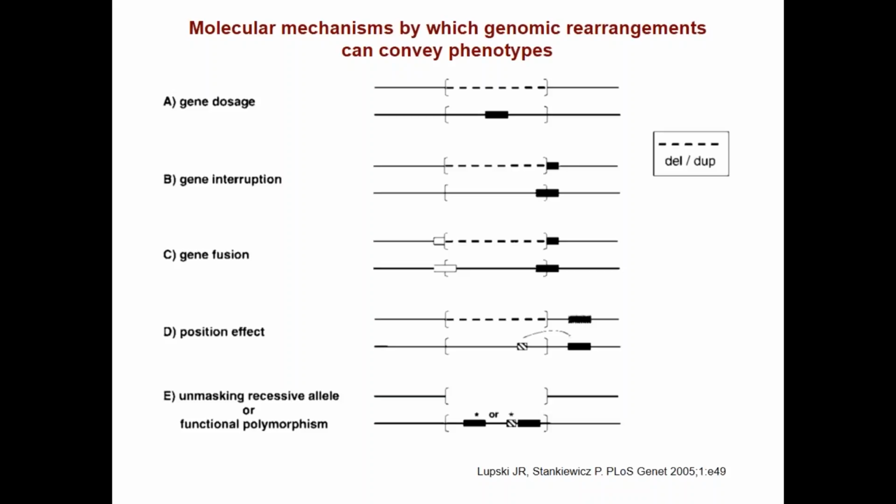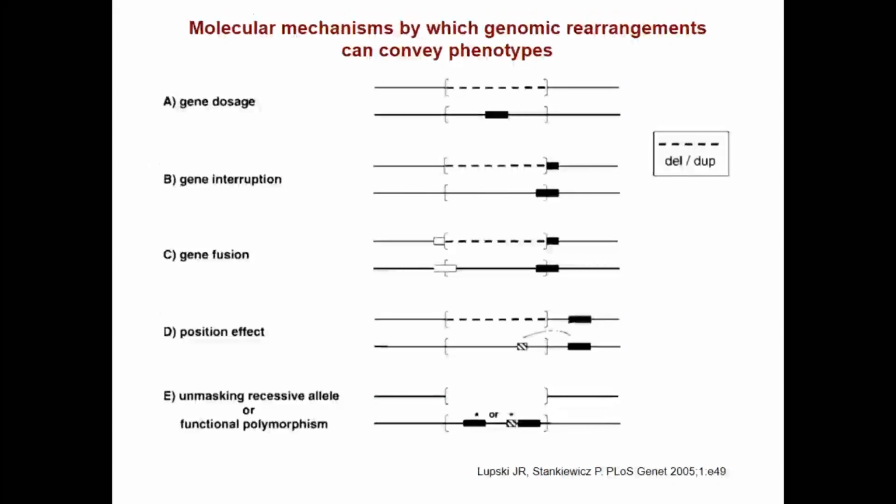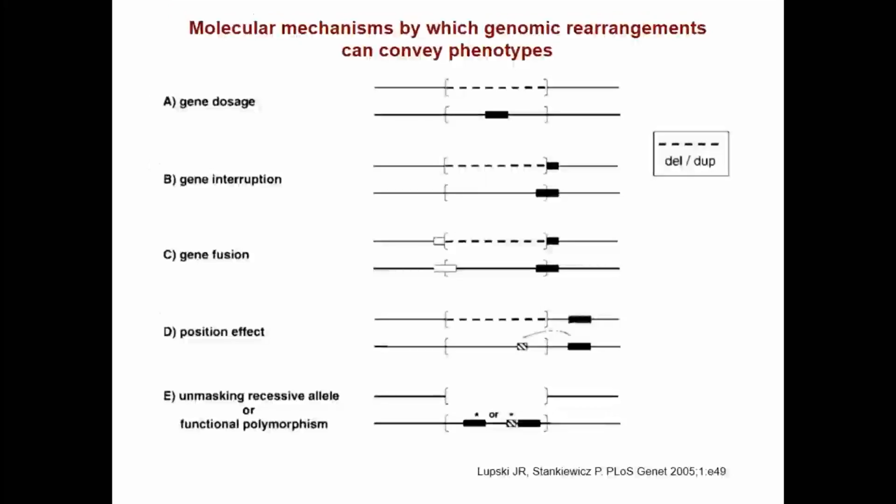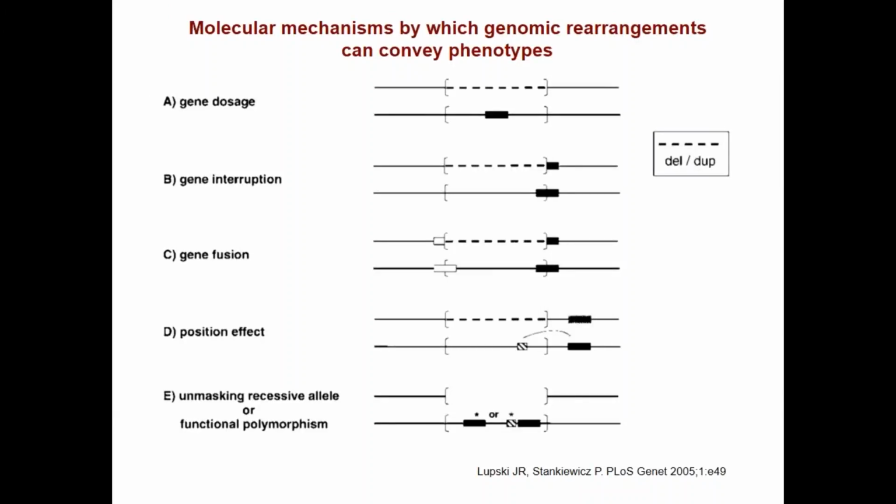So how do CNVs cause disease? The first mechanism, as I showed you earlier, is if they span a dosage-sensitive gene. And a dosage-sensitive gene is a gene which will give you a phenotype when present in more than 2 copies or less than 2 copies. Another mechanism is gene interruption. If you have a break in a gene, and it's a deletion, it will have the same effect as the gene dosage. But how about if it's a duplication?